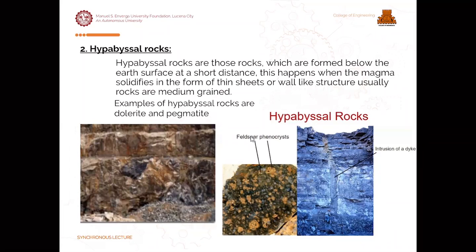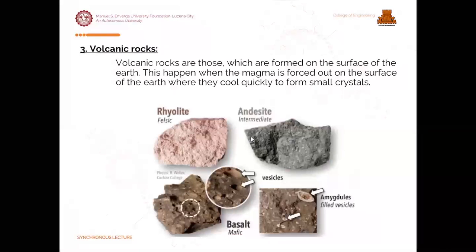Okay? Then last is the volcanic rocks. So, these are formed on the surface of the earth. This happens when the magma is forced out on the surface of the earth. So, when it is forced out on the surface of the earth, it is lava. So, it means these are formed from lava which cooled quickly to form small crystals. Okay? So, the common types of volcanic rocks: we have andesite, rhyolite, and basalt.